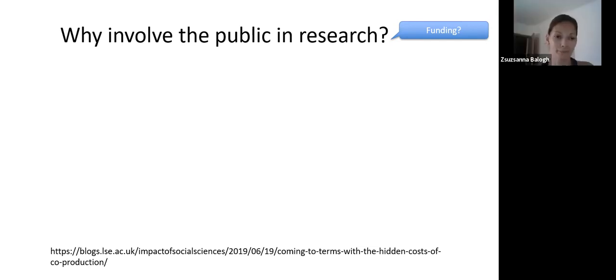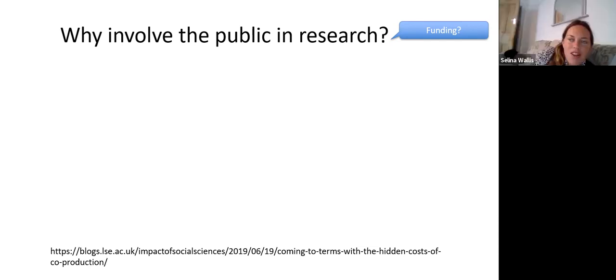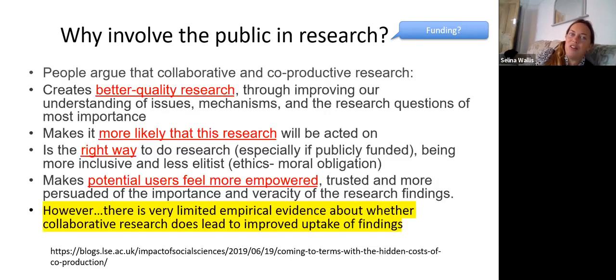Yeah, good. I put right at the top, funding. So I think sometimes people have this assumption that researchers don't really want to involve members of the public, and that they feel like they have to because it's a requirement rather than something that they really want to do. But we'll have some time for discussion about your own experience of involvement. So we'll find out in a bit whether it's because you have to or because you want to.